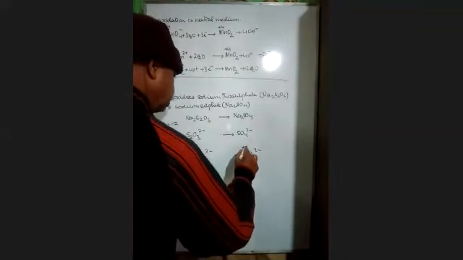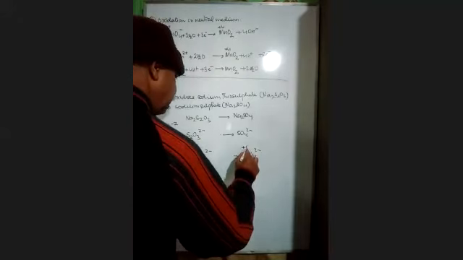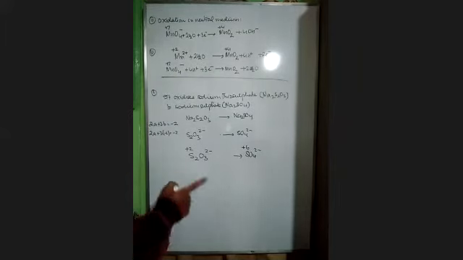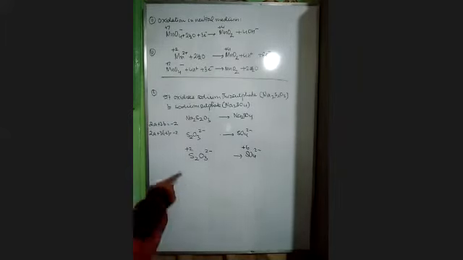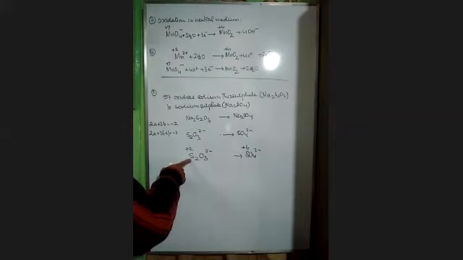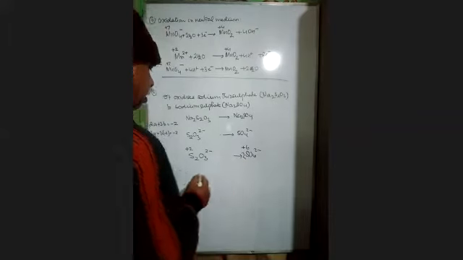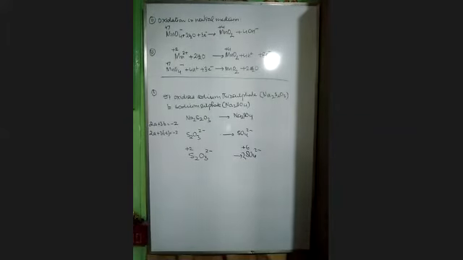So it is plus 6. Okay, plus 6. See. So now, law of conservation of mass. How many sulfur? 2. How many here? 1. Tell me now, how many electrons are lost?